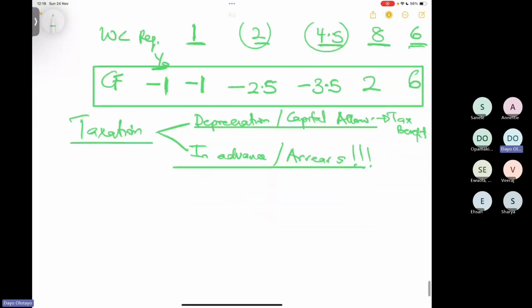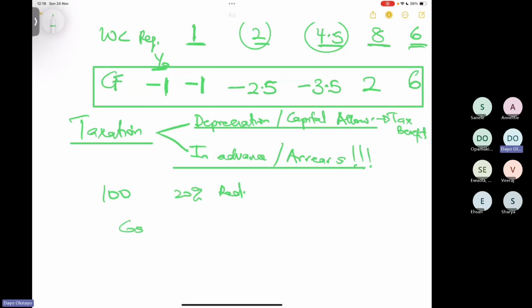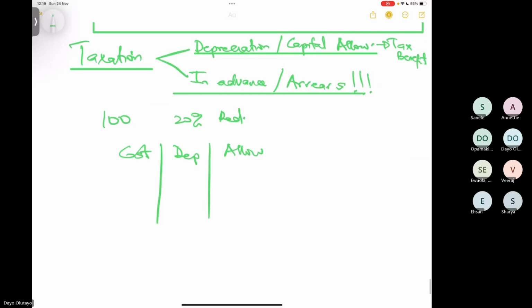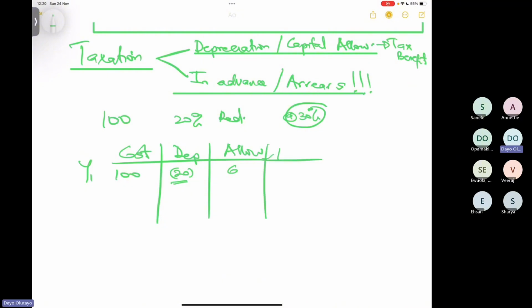So take, for instance, if you have an asset that costs 100, 20% reducing balance, you just need to calculate cost, depreciation, then the tax allowance you will get. So year 1, you are starting with 100, 20% depreciation, that's 20. Your allowance, if tax is at 30%, is 30% of your depreciation. So you have 6. The net book value at the end of year 1 is 80.